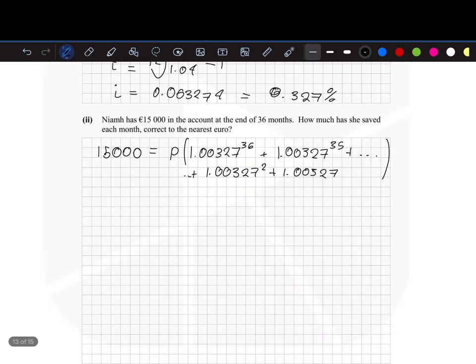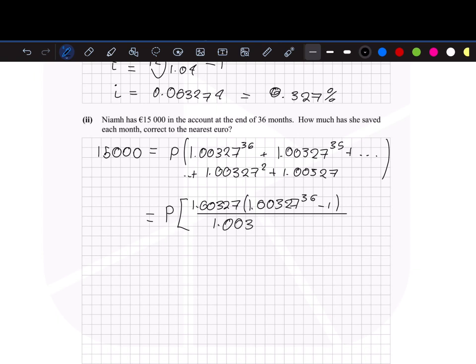In other words, we can just use the amortization formula for this. So we know that's going to be P multiplied by 1.00327, and that's multiplied by 1.00327 to the 36 minus 1, all divided by 1.00327 minus 1, which again is equal to 15,000. So you want to compute what's inside the brackets and then just divide 15,000 by that. In this case, the brackets come out to 38.26327.